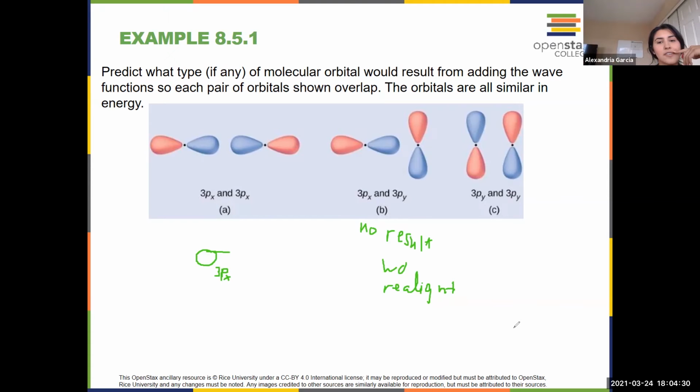Pi star. No. That's right, pi star. Right? Because these guys are opposite colors, they won't be able to come together. So they're out of phase. We would get no, and it'd be 3py. Okay, piece of cake.